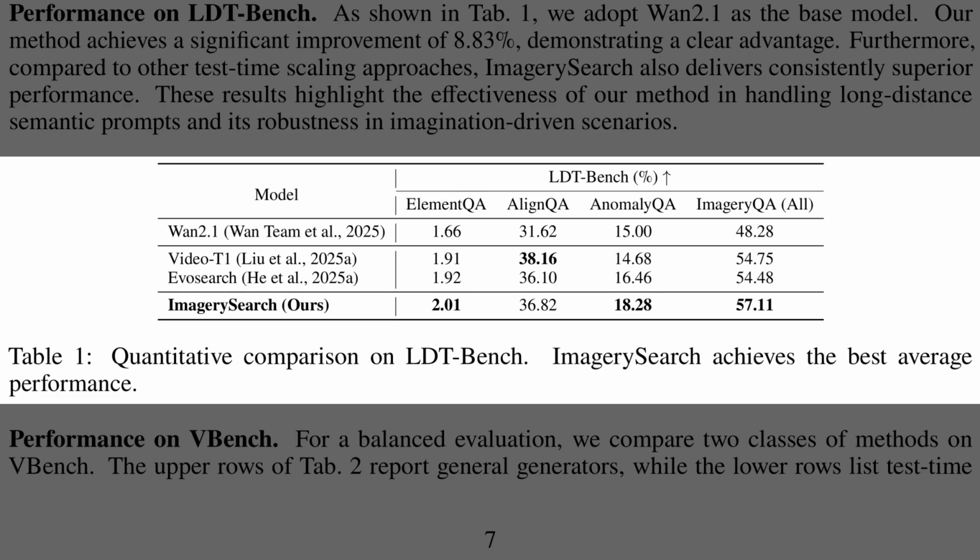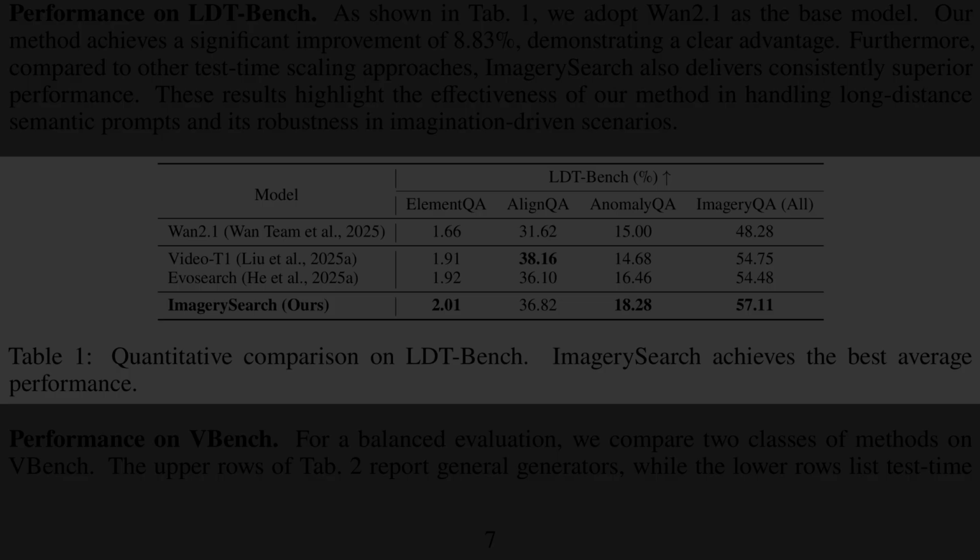Table 1 shows that the adaptive search leads across long-distance prompts. Imagery QA, an automatic question-answering score that checks objects, alignment, and anomalies, gives the method about 57%. The WAN 2.1 baseline records about 48%. Video T1 and Evo search trail as well, which signals stronger coherence and fewer visual mistakes on imaginative cases.